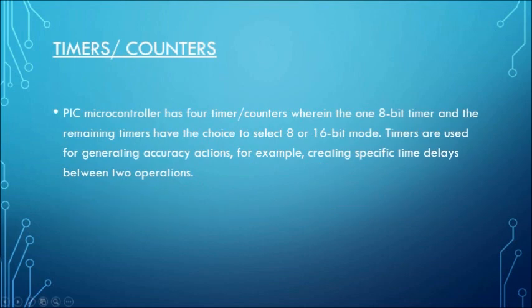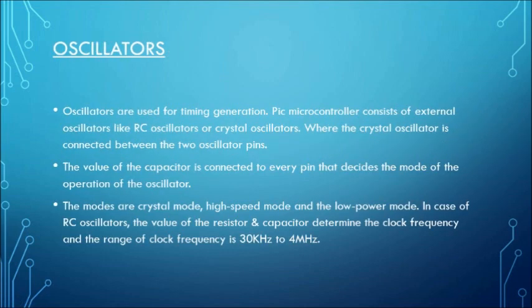Timers and counters. The PIC microcontroller has 4 timer counters, wherein one is an 8-bit timer and the remaining timers have the choice to select 8 or 16-bit modes. Timers are used for generating accurate actions, for example, creating specific time delays between 2 operations. Oscillators are used for timing generation.